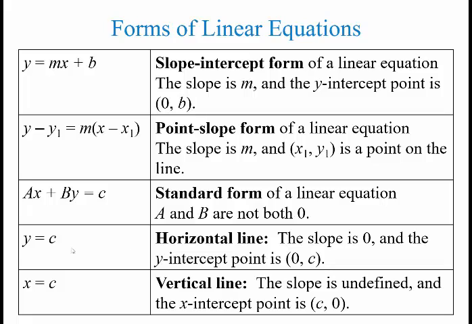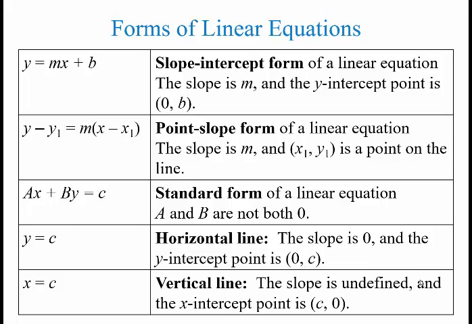A horizontal line, so that lies flat, is literally just the equation y is equal to c. So the slope is 0, that's why there's no x in it, and the y-intercept is 0 comma c. So a horizontal line is just y is equal to c, where the c value is wherever it crosses the y-axis.